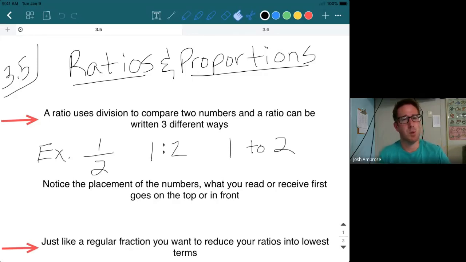All right, Algebra 1. Welcome back, guys. We are about halfway through Chapter 3 now. So we are in Section 5 of Chapter 3. We are going to be talking about ratios and proportions.